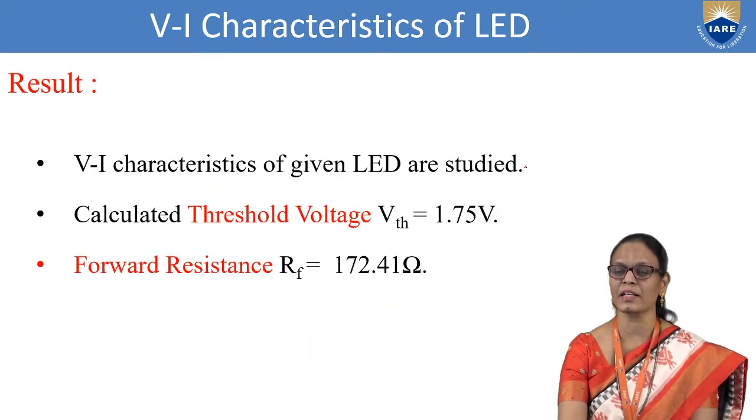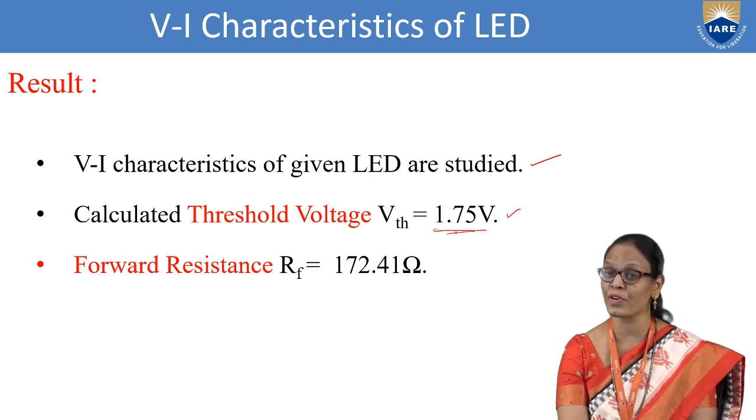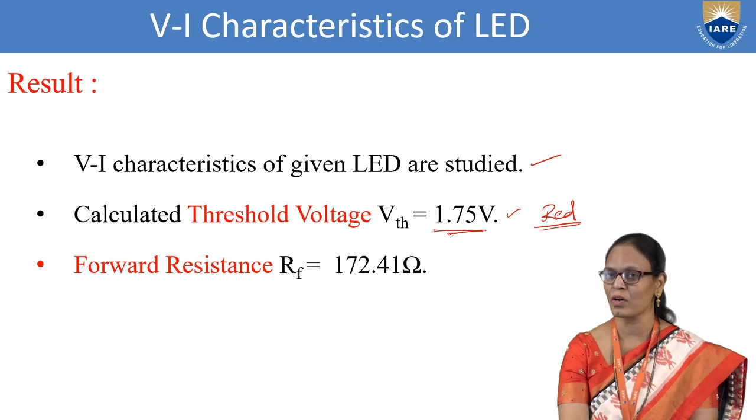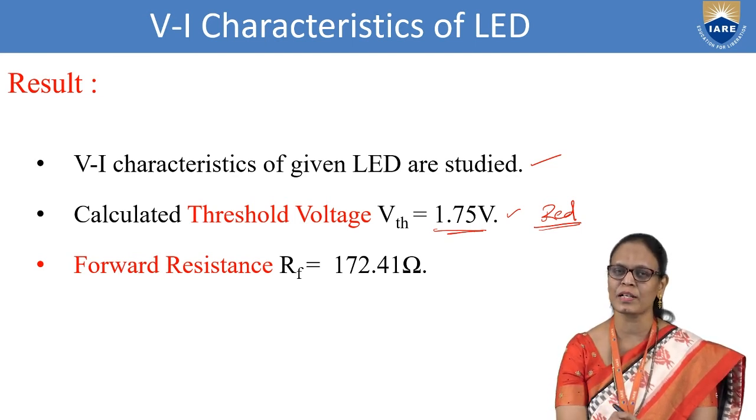So after studying the LED characteristics, we are noting down the threshold voltage, and this threshold voltage is different for different LEDs. If we are taking an LED which is red in color, it is around 1.75 to 1.78. You may repeat the experiment with different colors of LED. You may use a green LED or a white LED. So this threshold voltage will vary if you are varying the LED.